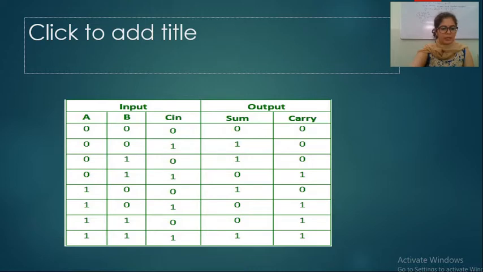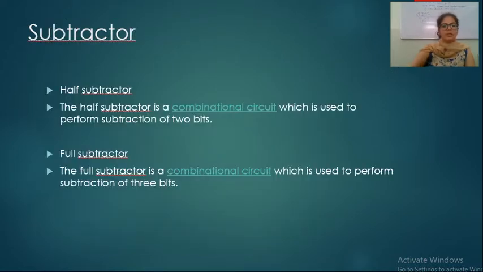After the adder, the next topic of this unit is subtractor. Now what is subtractor? As we have studied, adder is used to perform addition of bits. Similarly, we have one more category, that is subtractor. Subtractor is used to perform subtraction of bits. In the subtractor, we again have two categories, half subtractor and full subtractor. Half subtractor is a combinational circuit which is used to perform subtraction of 2 bits, whereas full subtractor is a combinational circuit which is used to perform subtraction of 3 bits.